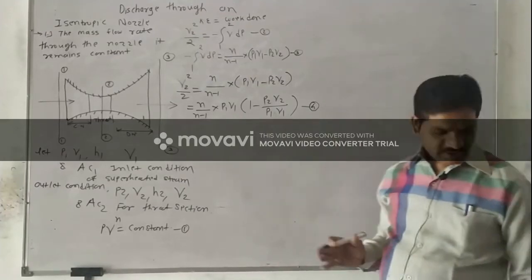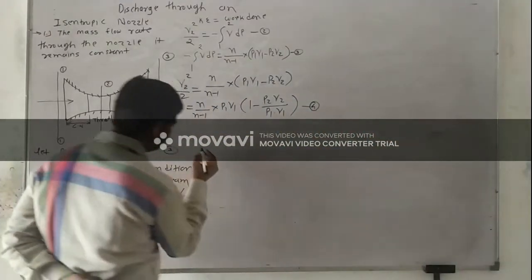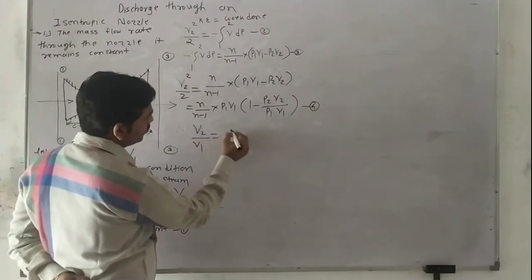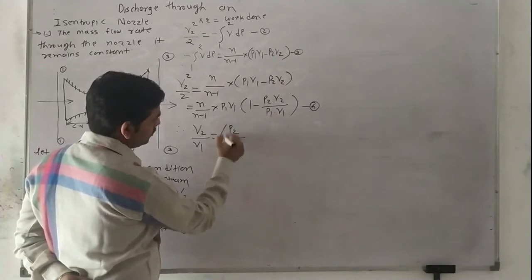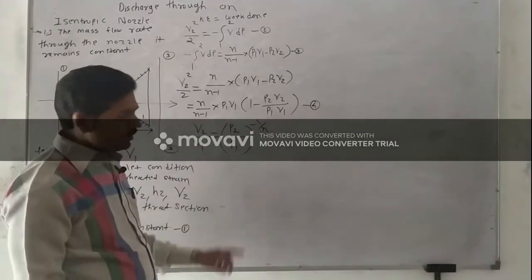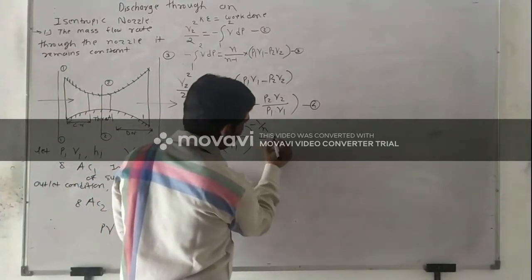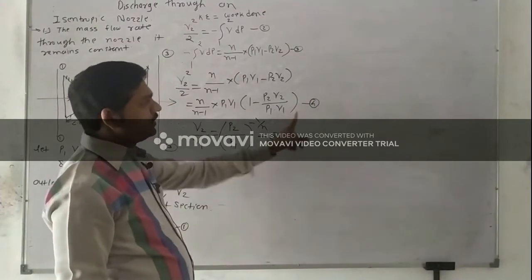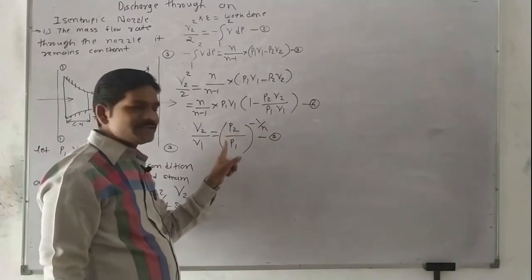So we have to use this relation. What is this relation? V2 upon V1 is equal to P2 upon P1 to the power minus 1 by n. We have this relationship. Okay. So suppose this is equation number 5. So put equation 5 in equation number 4, meaning this term V2 by V1 is replaced by this.